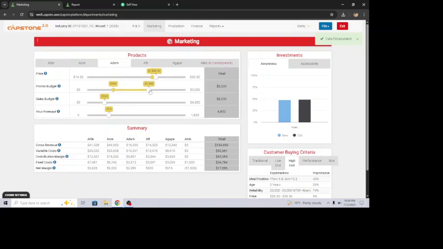Going to raise our promo budget to 2000 and our sales budget to 2000 also. That's to increase accessibility of our products. And then we had forecasted to sell 650 units for our product Adam.